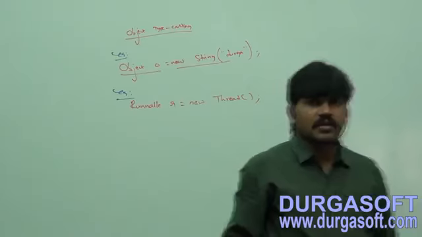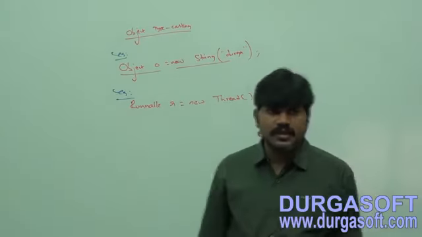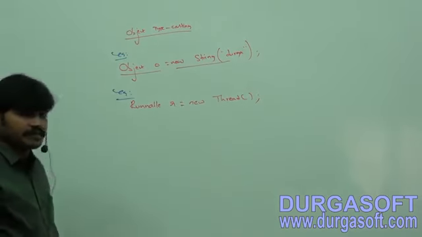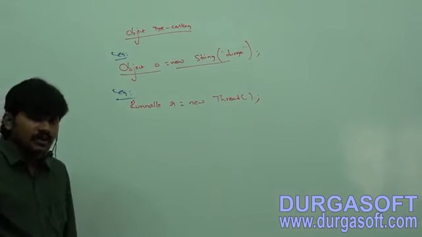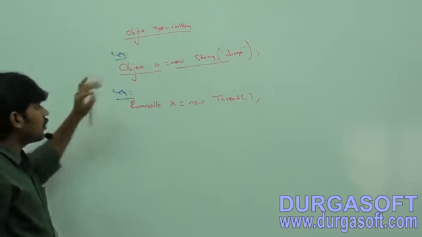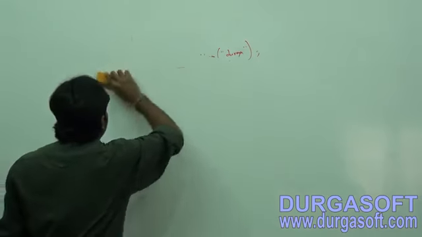Runnable r = new Thread(). Are you able to get it, right? Okay, this is object typecasting. So these two points you should be aware of.